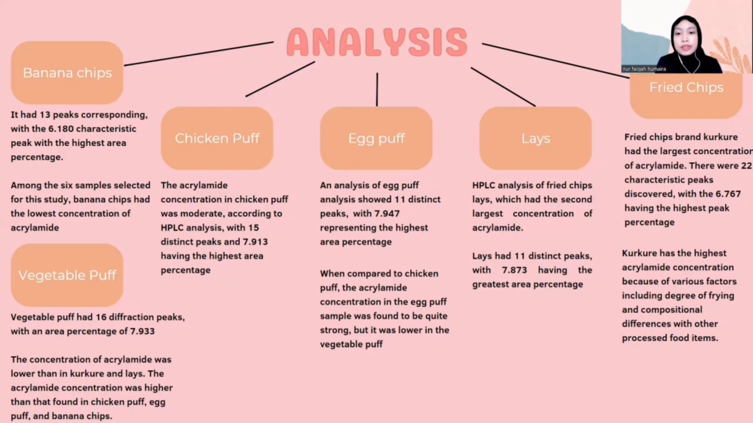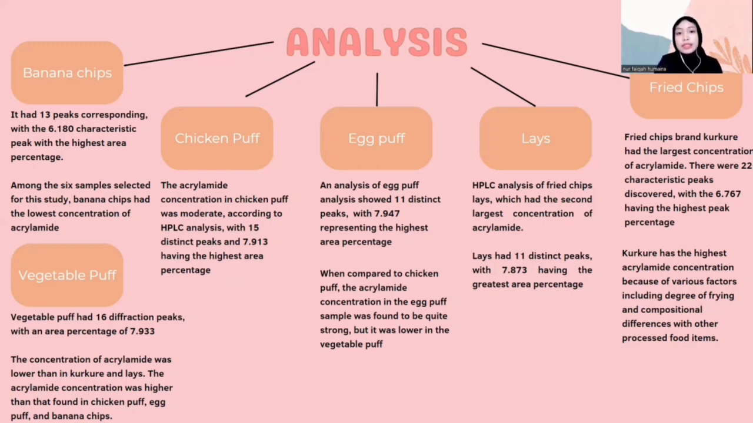For Lays, HPLC analysis of fried chip Lays, which had the second largest concentration of acrylamide. Lays had 11 distinct peaks, with 7.873 having the greatest area percentage. Lastly, fried chips had the largest concentration of acrylamide. There were 22 characteristic peaks discovered, with 6.767 having the highest peak percentage.